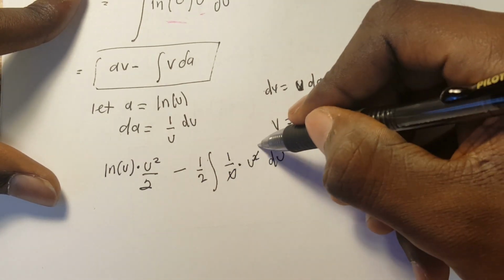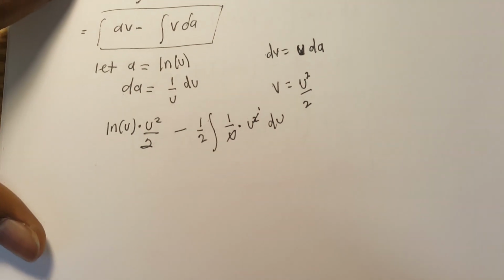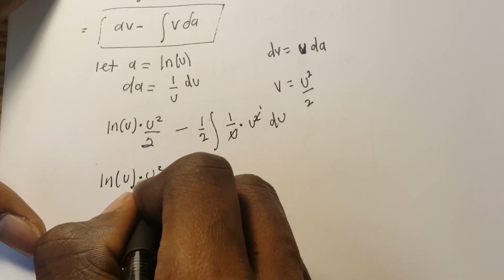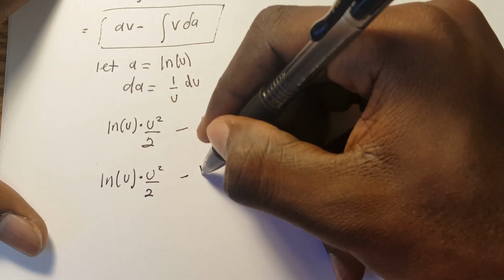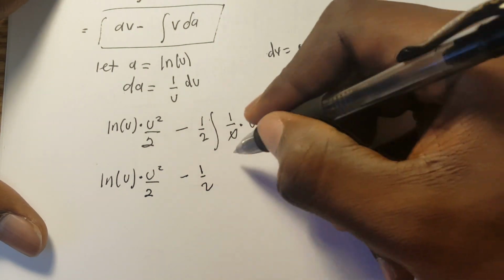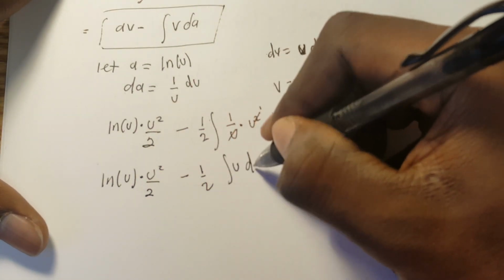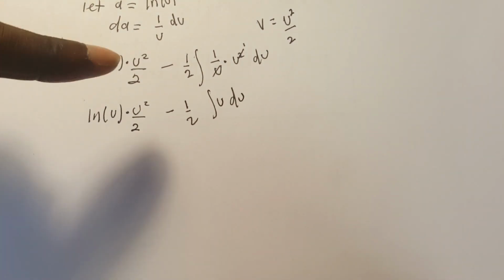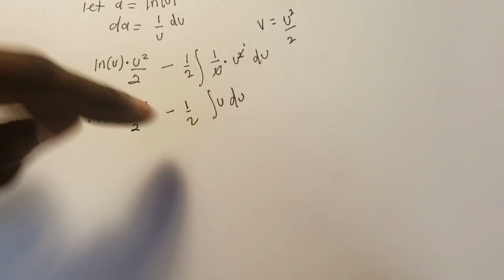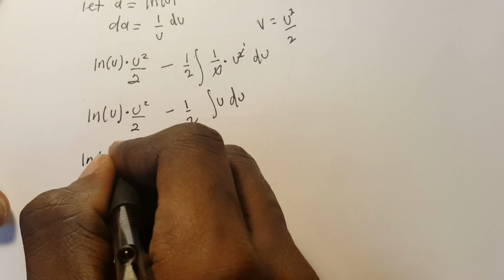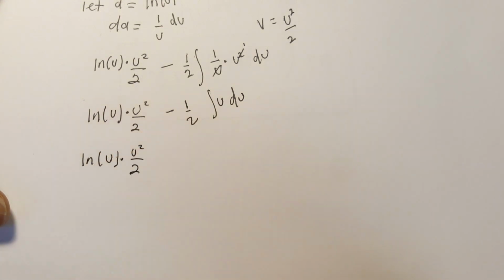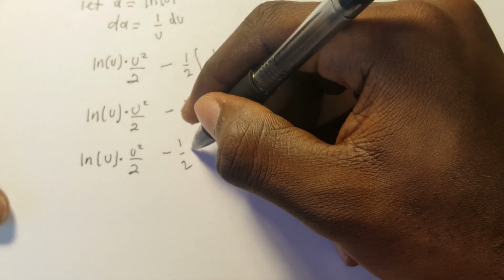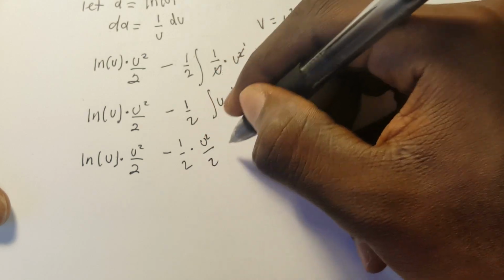This guy will cancel that guy once. So we're going to have natural log of u times u squared divided by 2 minus 1 over 2 integral of u du. In this case, we know how to integrate this guy right here. So we're going to have natural log of u multiplied by u squared divided by 2, minus 1 over 2 multiplied by u squared divided by 2, plus c.